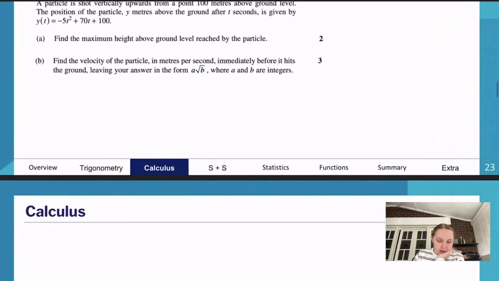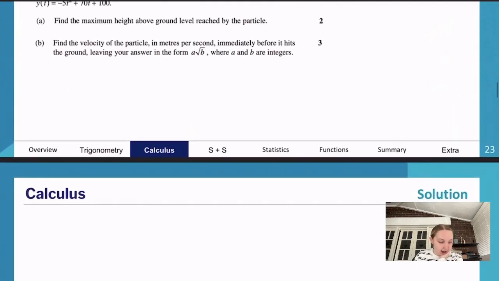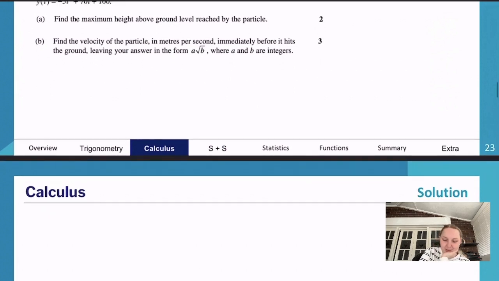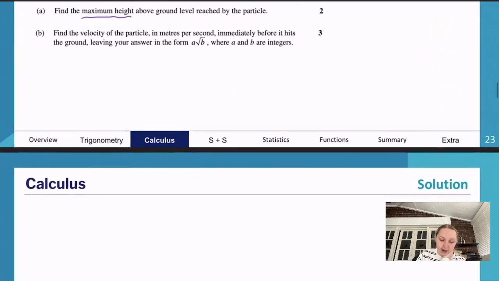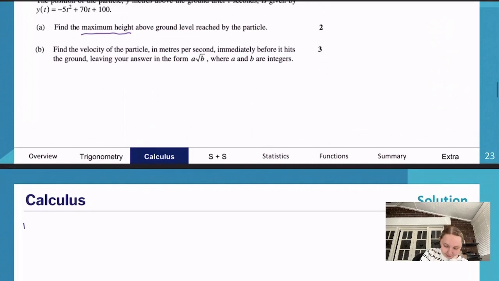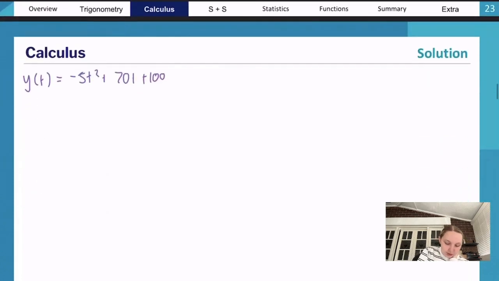So if we're looking at part A, find the maximum height above ground level reached by the particle. The key giveaway here is when it says maximum height, we are going to be differentiating to find, in this case, y dash. So if we've got y(t) is equal to minus 5t squared plus 70t plus 100, we're just going to quickly differentiate for y dash, which is going to give us 2 times minus 5 is minus 10t plus 70. So it's a pretty simple differentiation. So you'd probably get 1 mark for doing the differentiation correctly.